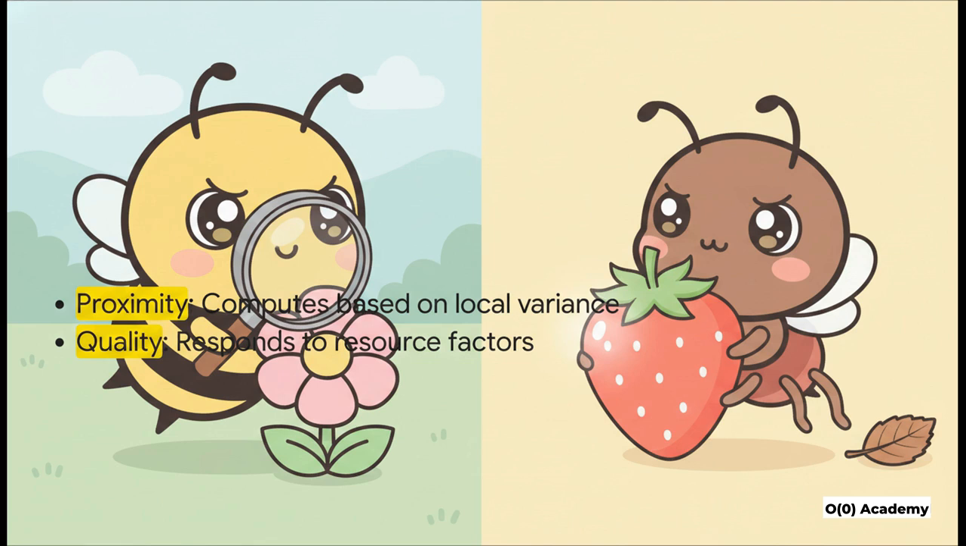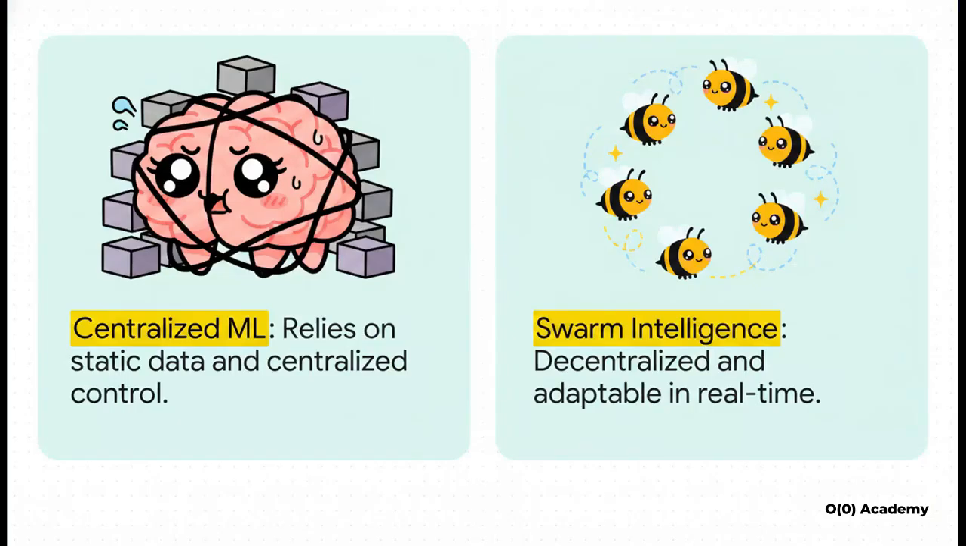Second is the quality principle. A swarm has to be able to respond to quality factors, things like the richness of a food source or environmental safety. When we translate this biological behavior into code, these localized, simple responses naturally create this highly intelligent, emergent global output. And when we contrast swarm intelligence with centralized machine learning, the differences are pretty stark.